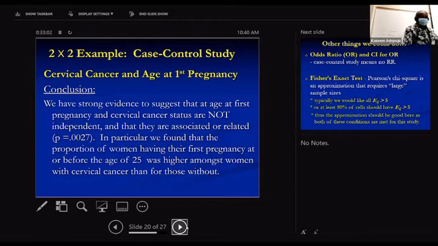It means there's a higher risk of getting cervical cancer when somebody has a pregnancy at the age of 25 or less. That is what it means. And because of that, in particular, we found that the proportion of women having their first pregnancy at or before the age of 25 was higher among women with cervical cancer than those without.